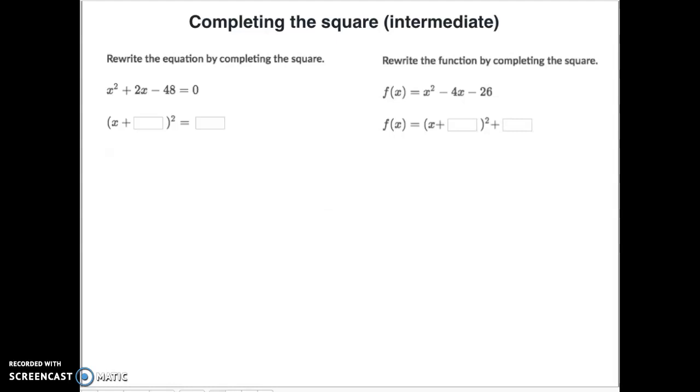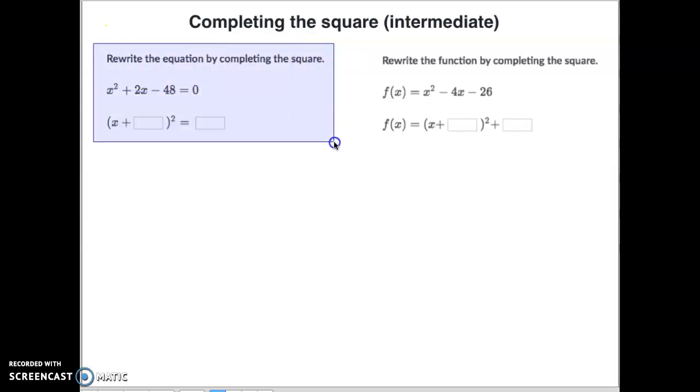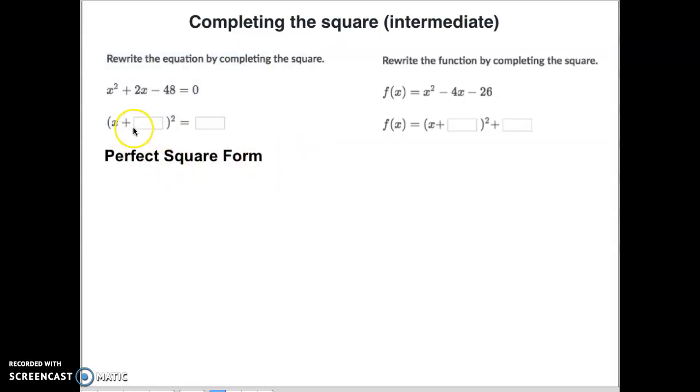So let's get started. Today you're doing completing the square intermediate. There are two types of problems in this that you're going to encounter. One is going to come in this format right here. This format has parentheses with a square, equaling a number. This, by the way, is called your perfect square form. When you have the sum of a number squared equals a number, it's your perfect square form.